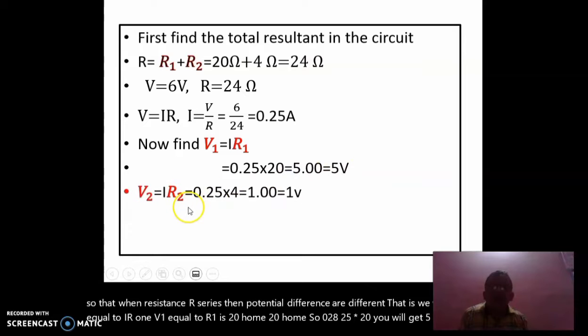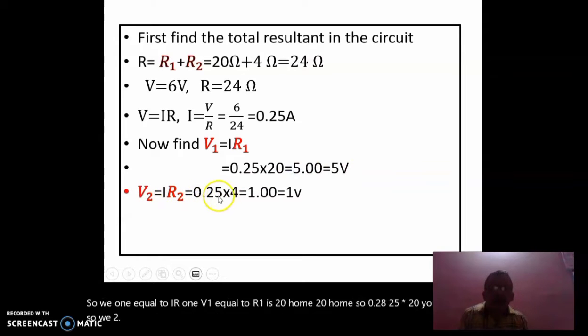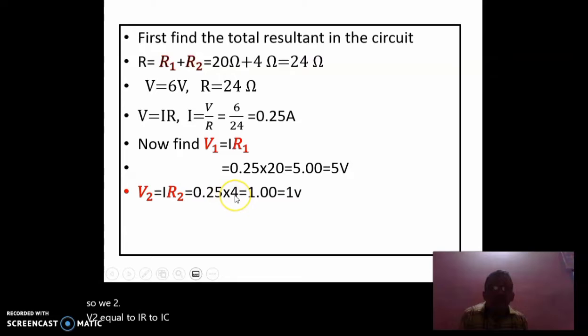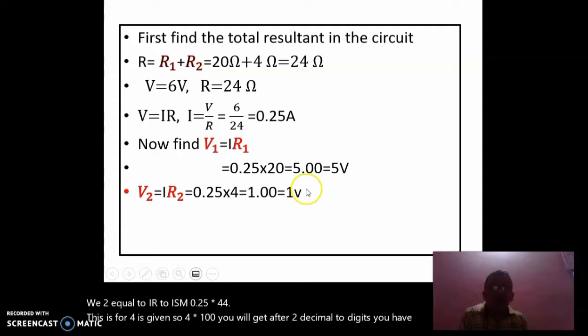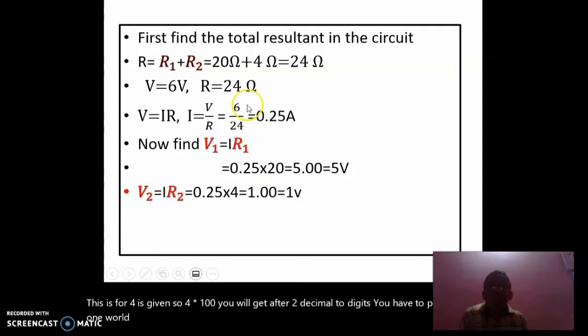So V2 equals I R2. I is the same, 0.25 into 4. R2 is 4, it is given. So 4 into 100, after 2 digits you have to put the decimal. So 1 volt. So 5 plus 1, now we can find the total.